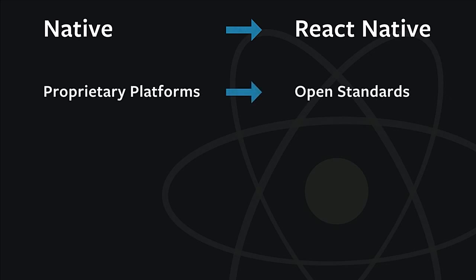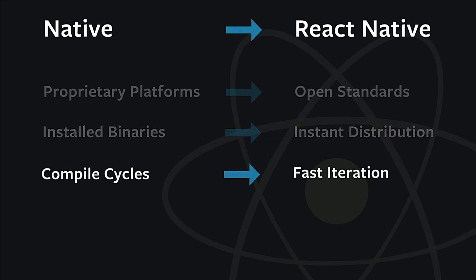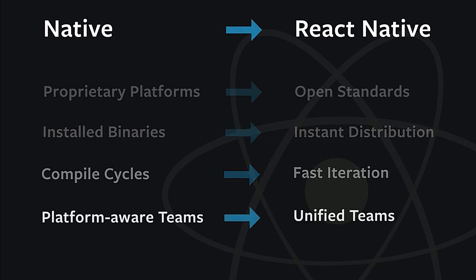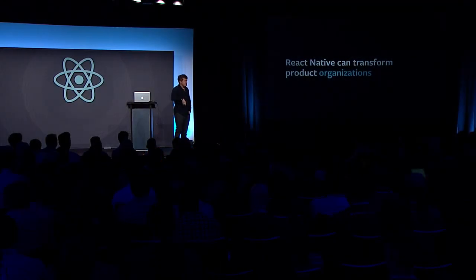From native, you're going from proprietary platforms to open standards; React Native is open source. Maybe it has to be formalized later. You're going from installed binaries to instant distribution potentially, with systems like Code Push or Exponent, these other people that are working on this. You're going from compile cycles to fast iteration. You're going from platform-aware teams to unified teams, okay? It's amazing. React Native can transform product organizations. It's not just your experience in front of the computer, right? This is a big deal.